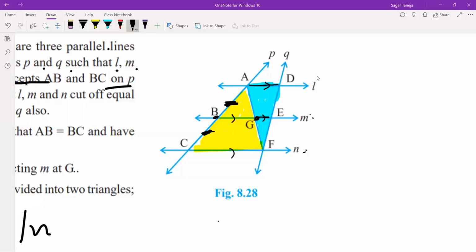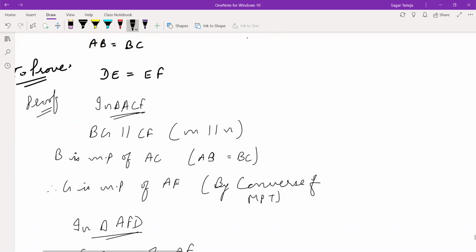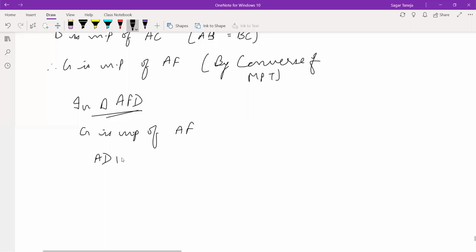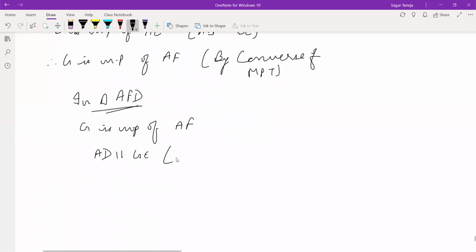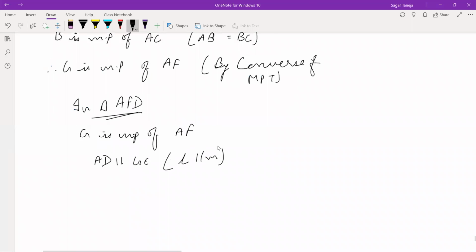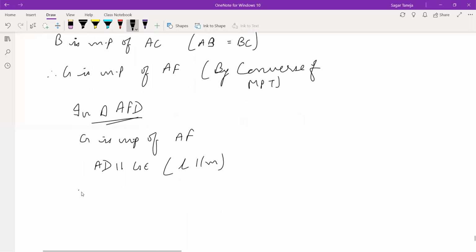And what is the reason for this? That L is parallel to M. This is given in the question that L and M are parallel. Three parallel lines were given, no? So L and M are parallel. That's why AD and GE are parallel to each other. Let us write, AD is parallel to GE. Why so? Because L is parallel to M. Therefore, E is midpoint of DF by converse of midpoint theorem.